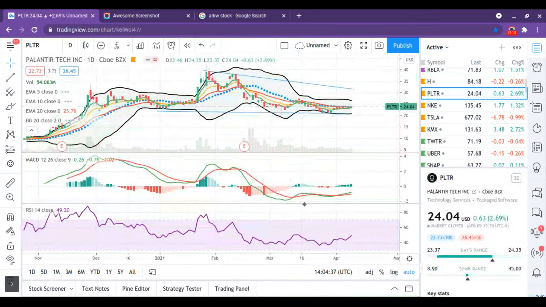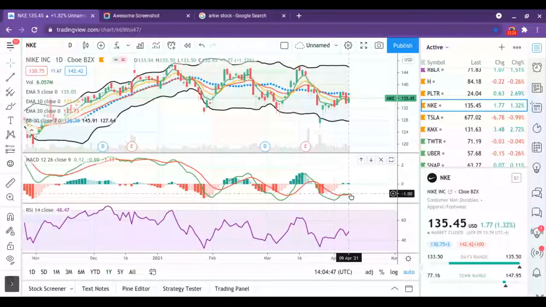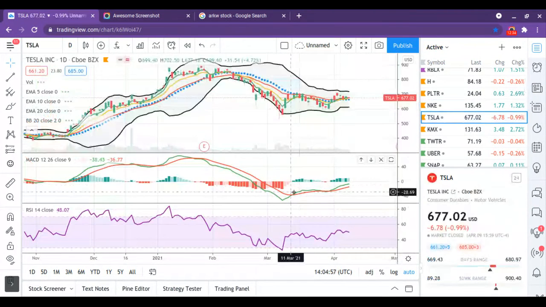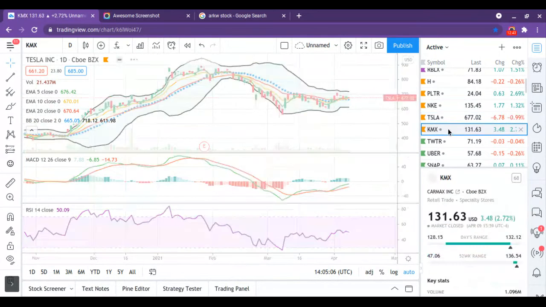Same thing with this one. It's not really crossing. It's crossing simultaneously, but it hasn't really broken out. Same thing with Nike. You got this little jumbled mess right here. It's gone up. It's gone down. Is it going to go up again? It hasn't decided yet, right? Tesla, same thing. You got this kind of jumbled together. You kind of got this pattern going here, and then coming from here, you got the same pattern. So it's kind of just consolidating right now.